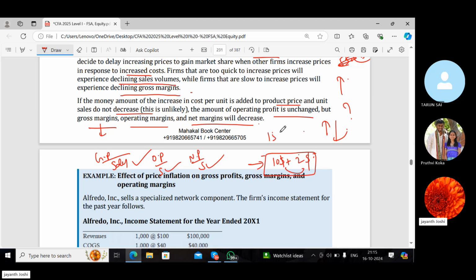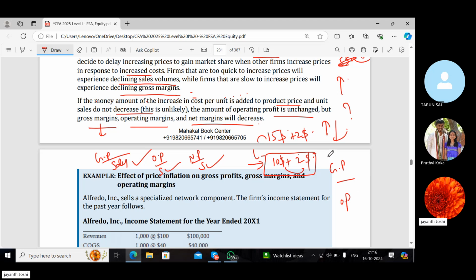Let's say the price is 15 dollars, so we are going to add $2 here. So if the money amount of increase in cost per unit is added to product price and unit sales do not decrease, that means the number of units you are selling is not decreasing, the number of units are the same. If the same kind of increase we do here, the operating profit remains unchanged. Why is it going to remain unchanged? Because there are some fixed expenses which you are going to see between the gross profit and operating profit, right? Those are not going to change.